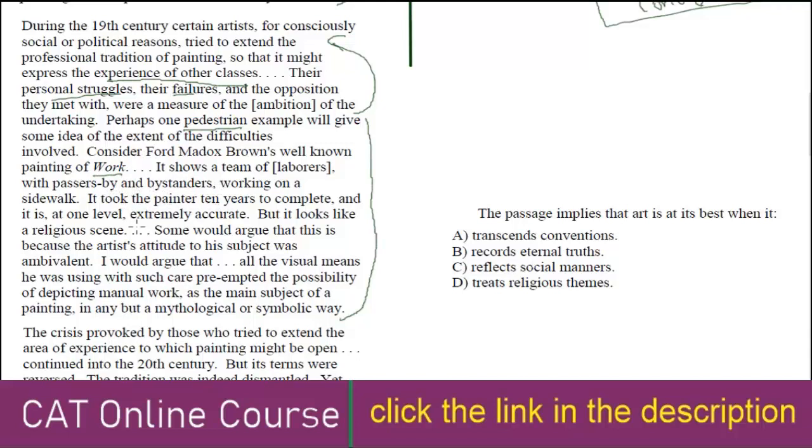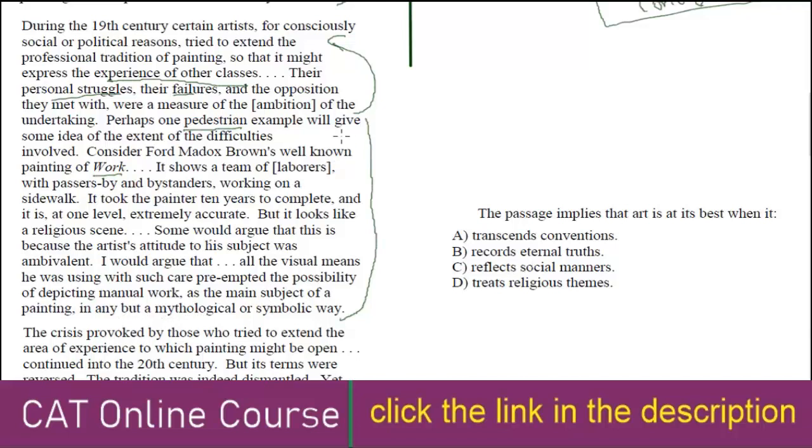It took the painter 10 years to complete it at one level, but it looks like a religious scene. Some would argue that this is because the artist's attitude to his subject was ambivalent. I would argue that all the visual means he was using with such great care preempted the possibility of depicting manual work as the main subject in any but.